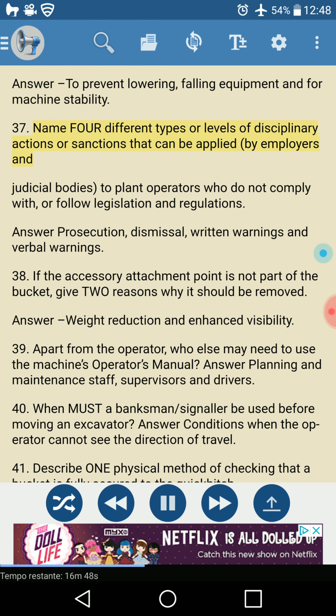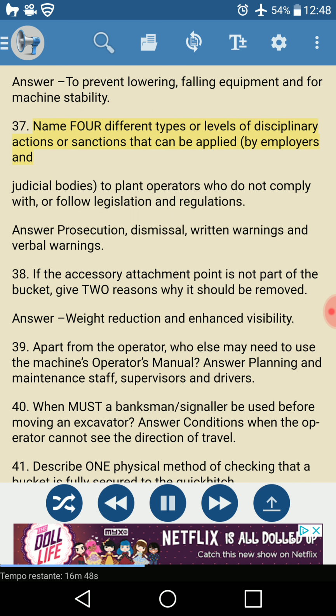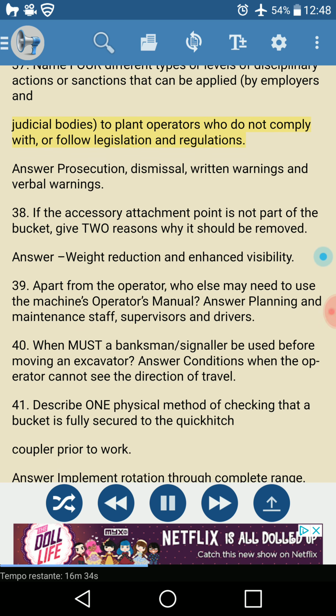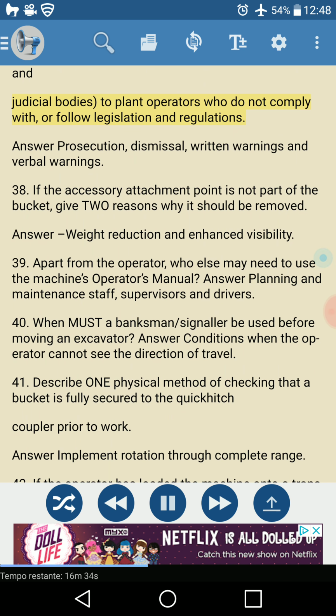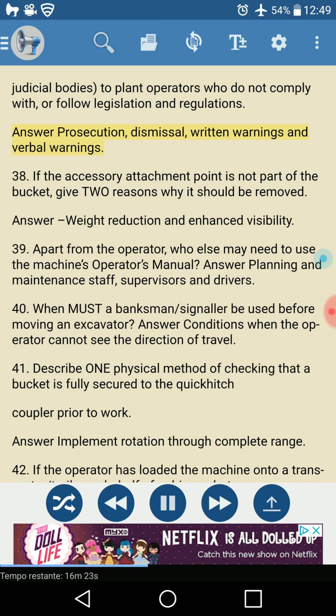37. Name 4 different types or levels of disciplinary actions or sanctions that can be applied by employers and judicial bodies to plant operators who do not comply with or follow legislation and regulations. Answer. Prosecution, dismissal, written warnings and verbal warnings.